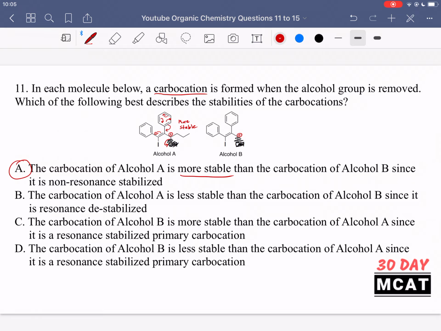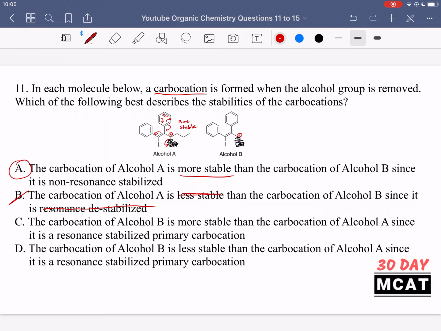B is saying the carbocation of A is less stable than that of alcohol B, since it is resonance destabilized. That's incorrect. First of all, A is not less stable than that of alcohol B. And then it's saying it's destabilized somehow by resonance. The resonance system is not really affecting the stability of the carbocation.